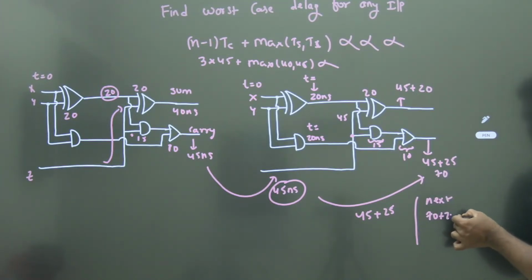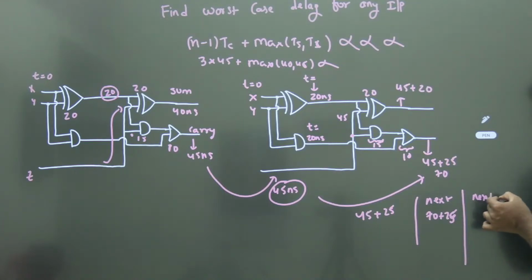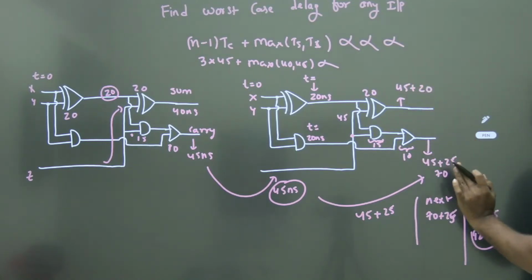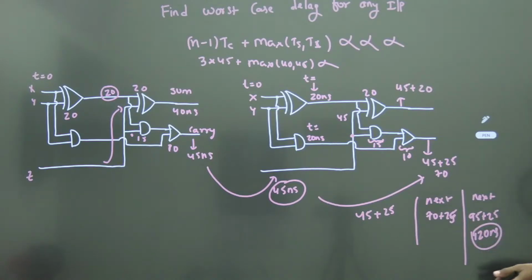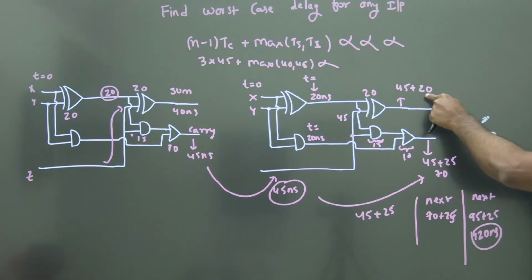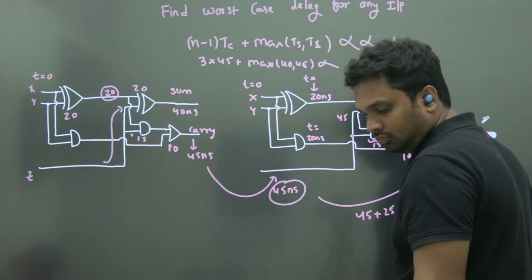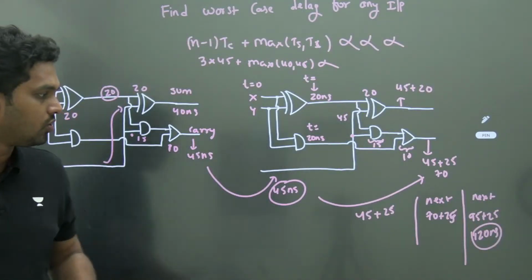So 70 plus 25. Next stage it is 95 plus 25. 120 nanoseconds is the answer. After applying the carry, another 25 nanoseconds are required, because the sum comes at 20, which comes early. At the last stage you should consider which one comes late, because by the time you are getting the carry, the sum is already coming, so no need to worry about the sum in this particular question. So carry plus extra time of the next carry, plus extra time of the next carry. At the last stage you should check for both sum and carry, but anyway here the sum time is less, no need to worry. So that is the answer. In this case, 120 nanoseconds.